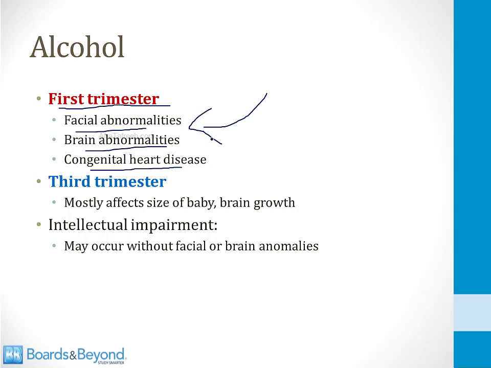On the other hand, exposure to a teratogen like alcohol in the third trimester mostly affects growth, because in the third trimester, the body has formed, the baby is just growing in size. So alcohol exposure in the third trimester mostly affects the size of the baby and the growth of the brain.